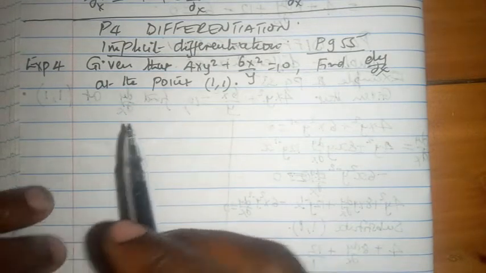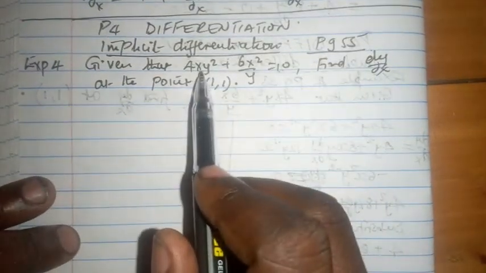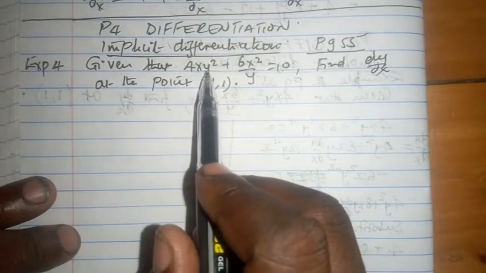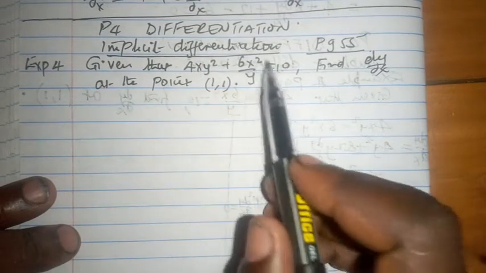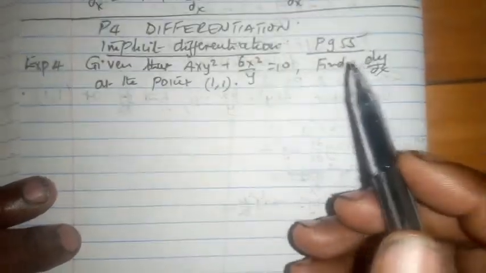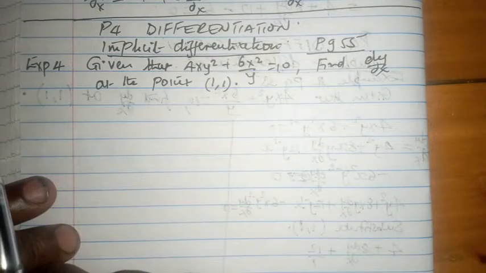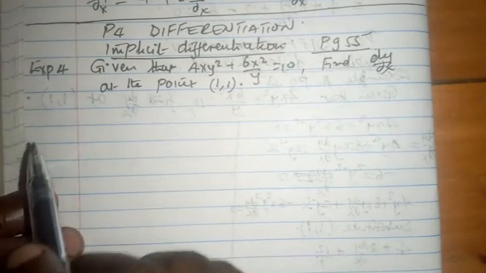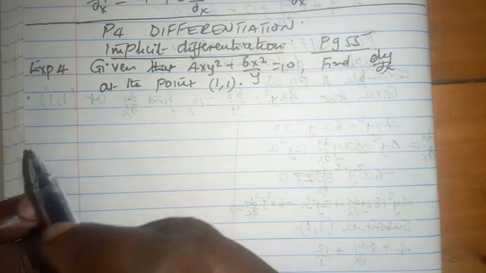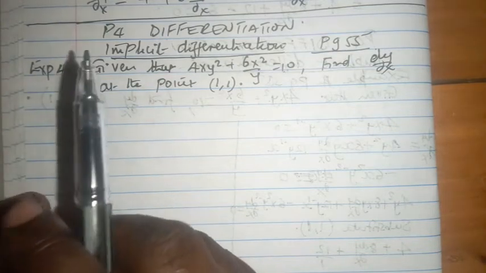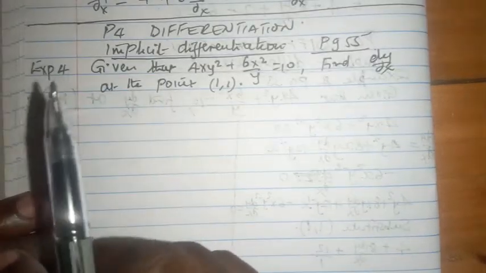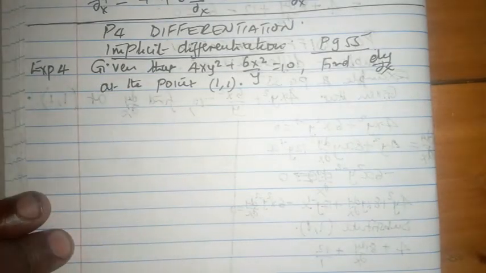If you examine our function, it has mixed variables: x and y squared in the same term, x and y in the same term, and it becomes very difficult to express one variable in terms of the other. That means making y the subject of the formula, which is not easy, and therefore we should differentiate them the way they are, and this is what we call implicit differentiation.